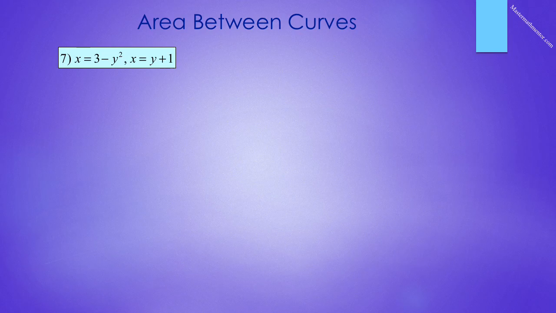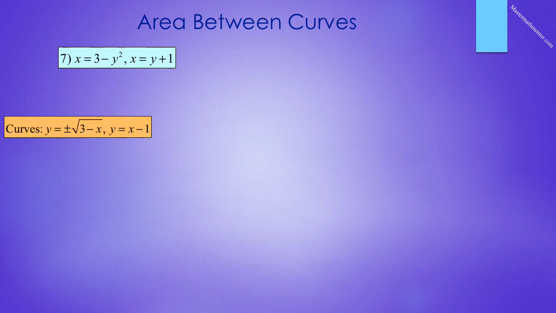On number 7, you are asked to find the area between the curves x is equal to 3 minus y squared and x is equal to y plus 1. The first thing that should hit you is that these are x as functions of y. And if you're going to use the calculator, you're going to need to get these in terms of y as functions of x.